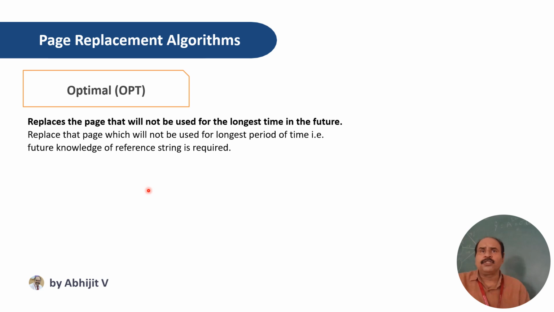Optimal, OPT, is the next type of algorithm. That means you are optimizing, that means you are replacing the one that is not going to be used for a long time in the near future. The time of use is considered, not the frequency. Frequency is the number of times a particular page is being used. The previous one was the least recently used one, and now it is the optimal OPT.